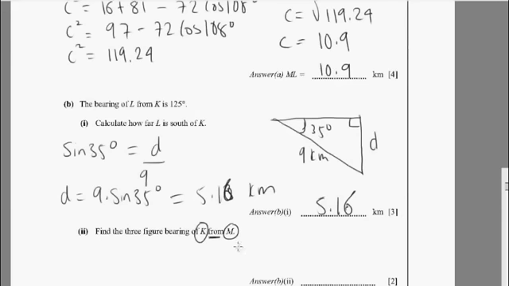Then the correct way to write this answer is, if it's 53 degrees from north, you would write 053. And notice we're talking about M's north. So going this way, 053 to K.